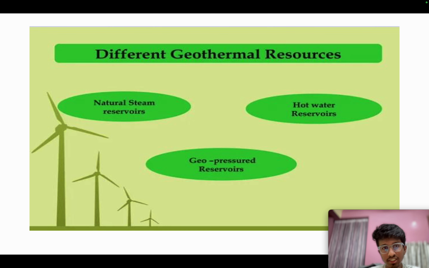There are different geothermal resources. There are steam reservoirs, where the water gets heated, and we get boiling hot water from the earth's surface. That is one. Then the geopressured reservoir, where we contain the water at a certain depth and maintain its pressure so that the heat is retained and it acts as a reservoir. Then we have the hot water reservoirs, which contain ponds, lakes, or aquifers, etc.